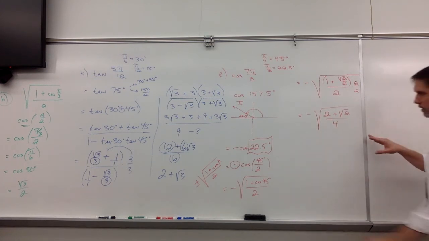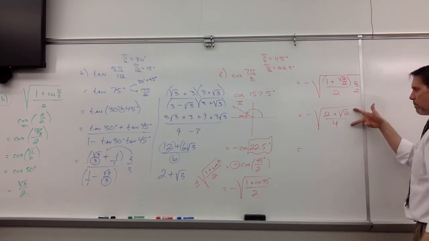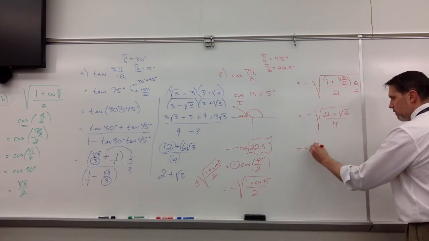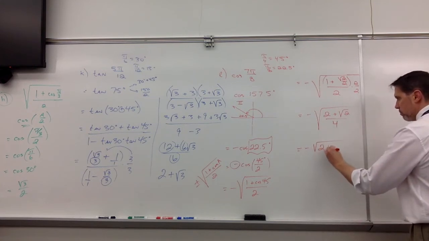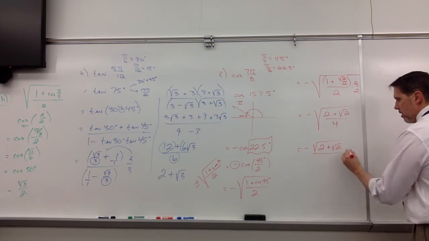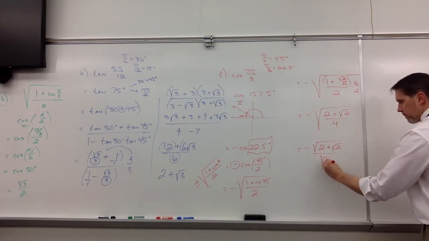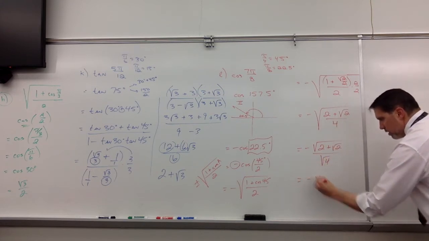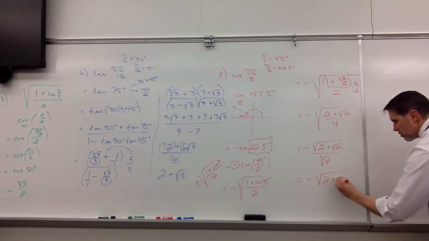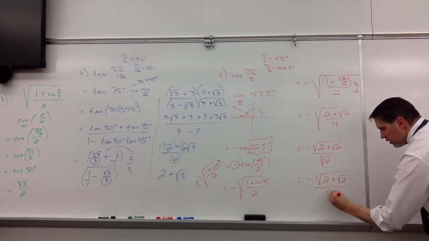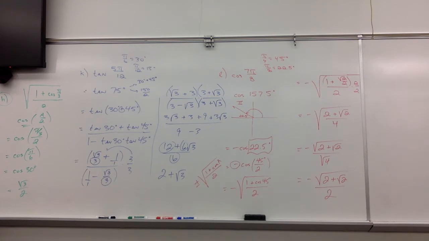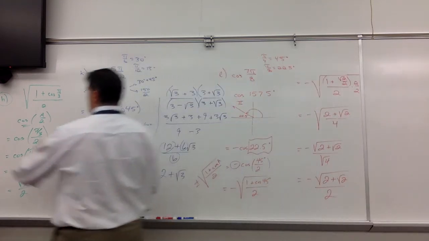Really, the only other thing I would ask you to do is split these up, top and bottom. So this would be negative square root of 2 plus the square root of 2, all over the square root of 4. Okay, we're writing it: negative square root of 2 plus the square root of 2, all over 2. 2's are wild there. All right, let's try to finish this off.